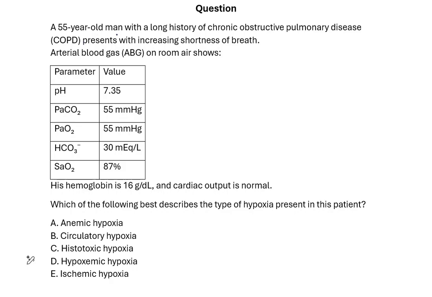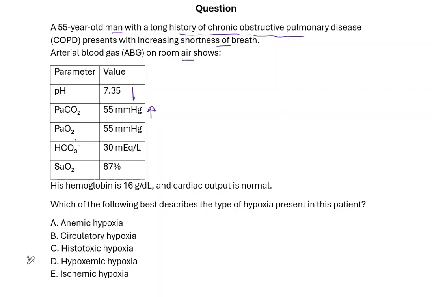A 55-year-old man with a long history of chronic obstructive pulmonary disease presents with increased shortness of breath, so difficulty breathing. Arterial blood gas on room air was done and it showed a pH of 7.35, which is slightly decreased. PaCO₂, which is partial pressure of carbon dioxide, of 55, which is increased.